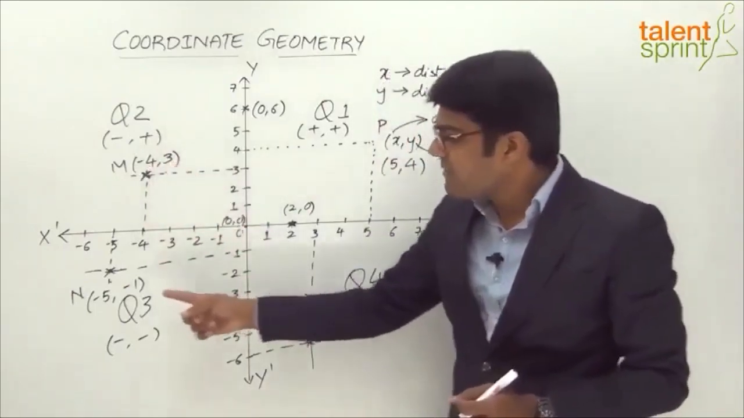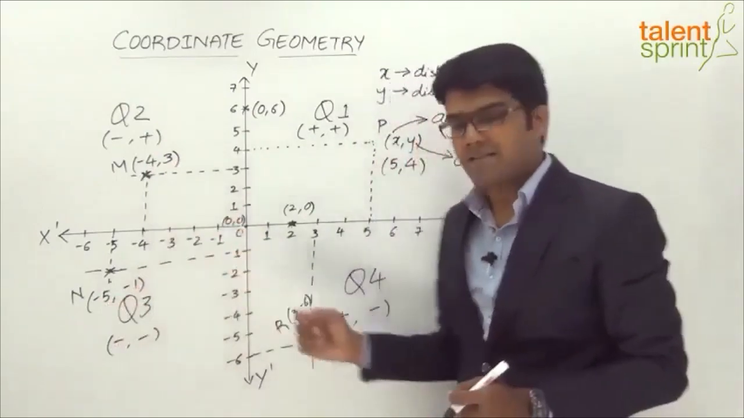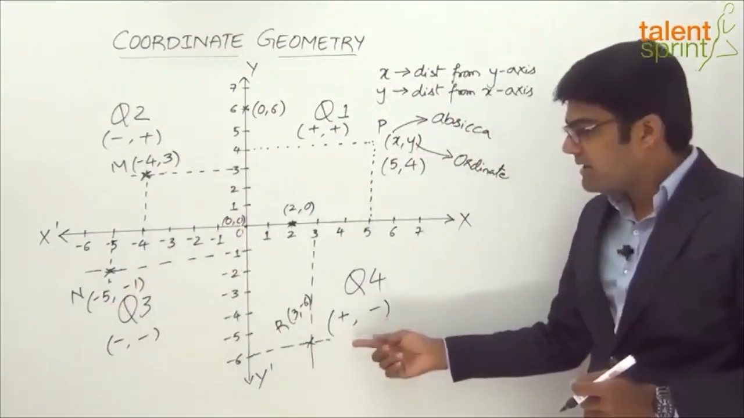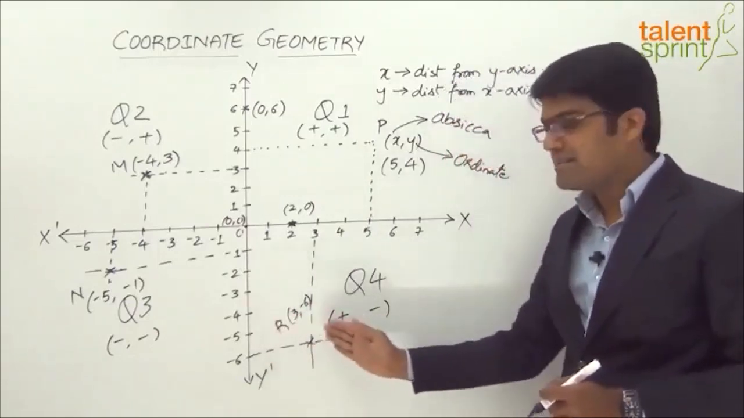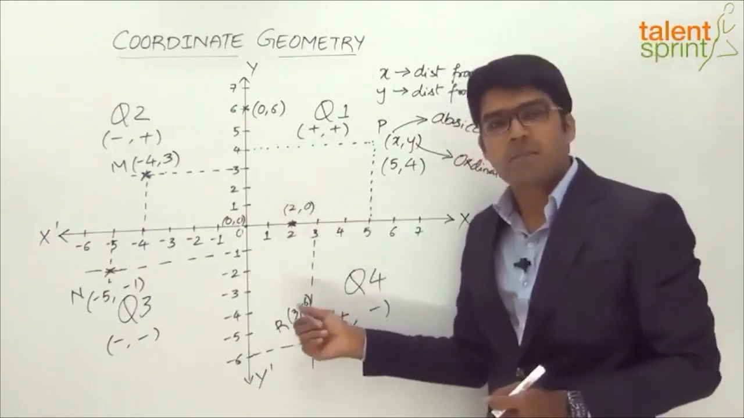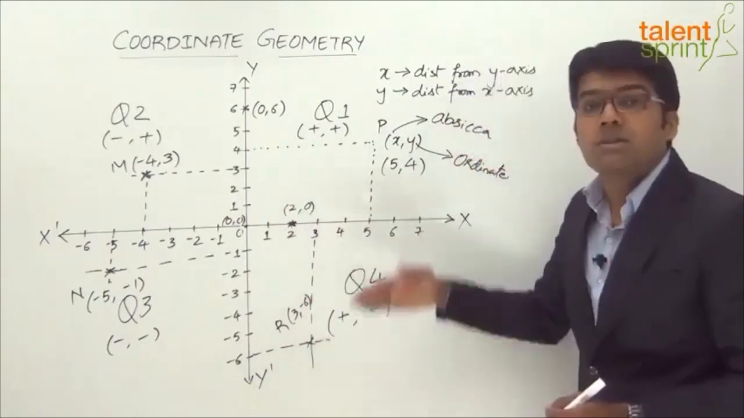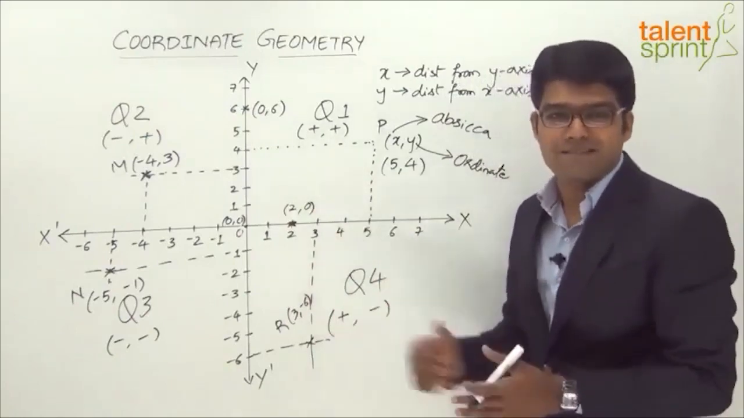Alright, what is the distance from y-axis? It is 5, and -1 is the distance from x-axis. And likewise in the last quadrant here, the distance from y-axis is 3, right? From y-axis, the horizontal distance is 3, and the vertical distance, that is the distance from x-axis, is 6. -6 indicates it is below the x-axis. 6 is the magnitude, which shows the distance from x-axis.